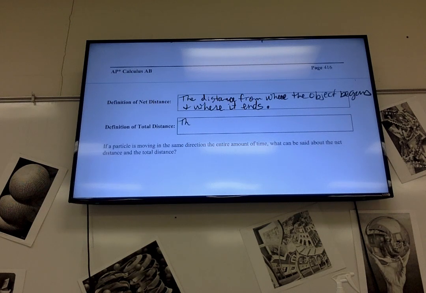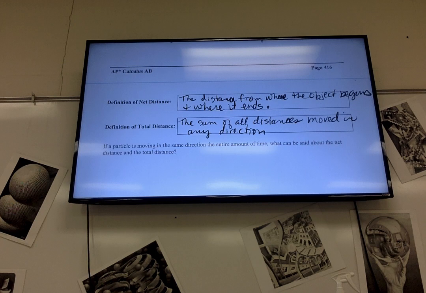And then the total distance is the sum of all distances. Well, what's the difference? The difference is that she moved a total of 6 blocks, but because she's only 2 blocks from her beginning point, it was 2 for the net.